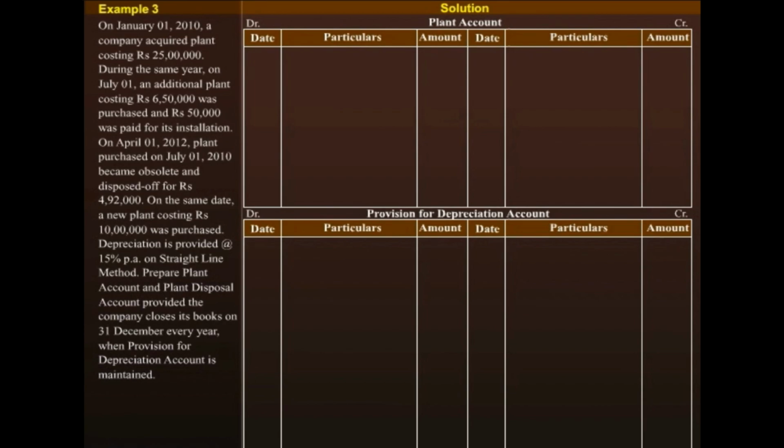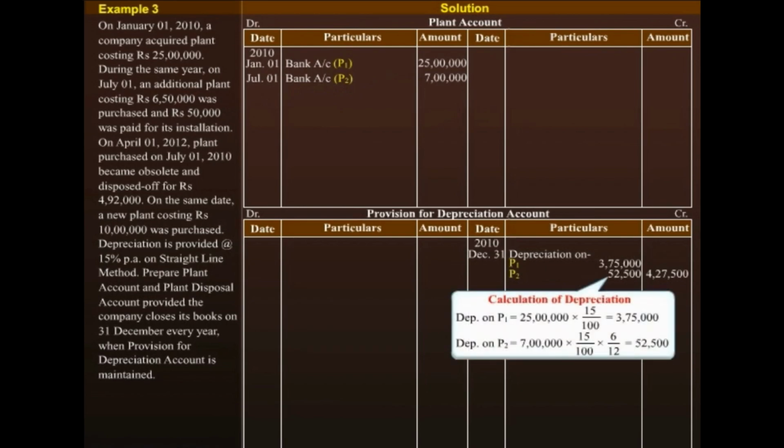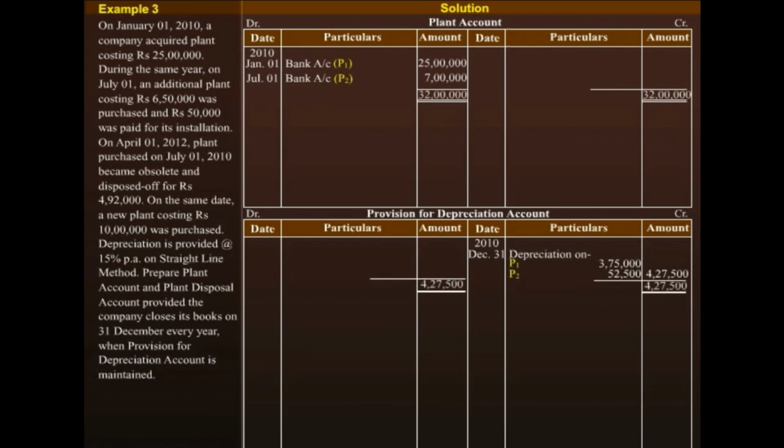To begin with, the purchase of plant on January 1st, 2010 is recorded here and named as P1. Also, in the same year, a new plant, say P2, has been purchased. So it is shown here with the total cost, that is 7 lakhs. At the year end, that is on 31st December 2010, depreciation is charged at 15% on P1 and P2 and is shown here. Now, we close both the accounts by carrying forward the balances as balance c/d.